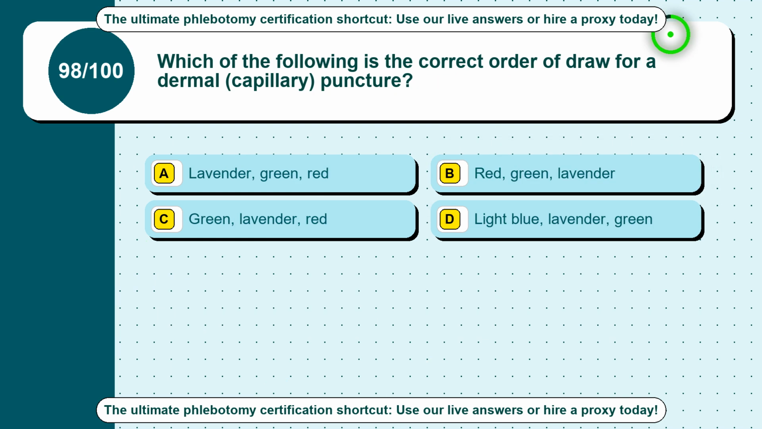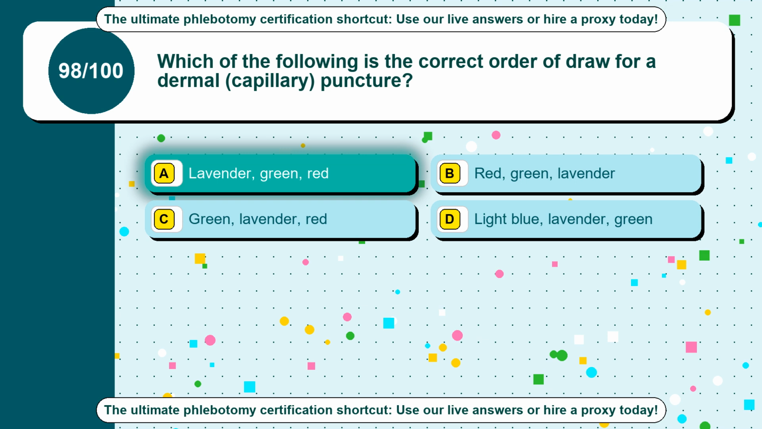Question 98. Which of the following is the correct order of draw for a dermal, capillary, puncture? Option A, lavender, green, red. Option B, red, green, lavender. Option C, green, lavender, red. Option D, light blue, lavender, green. The correct answer is option A, lavender, green, red.